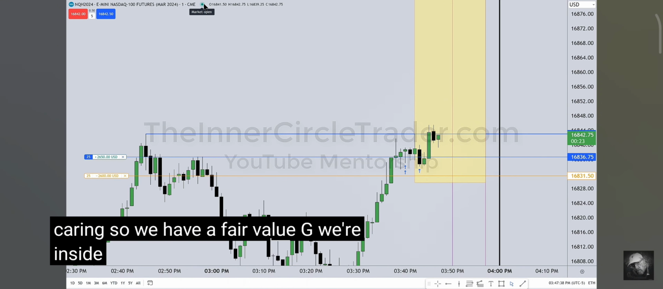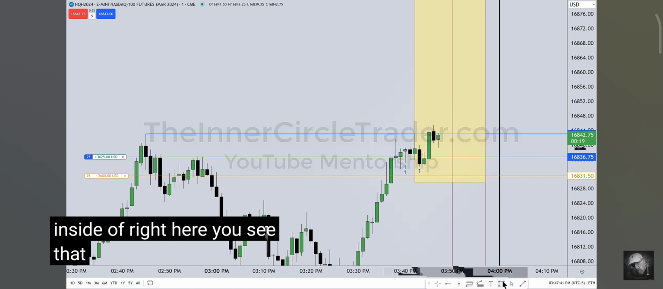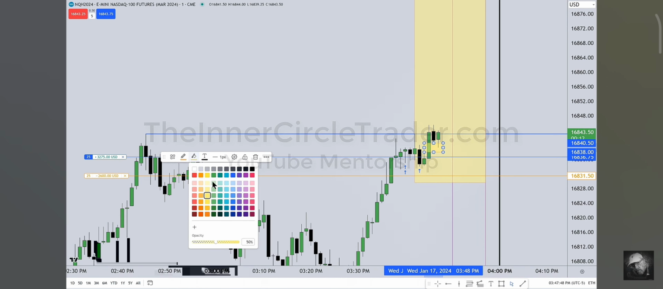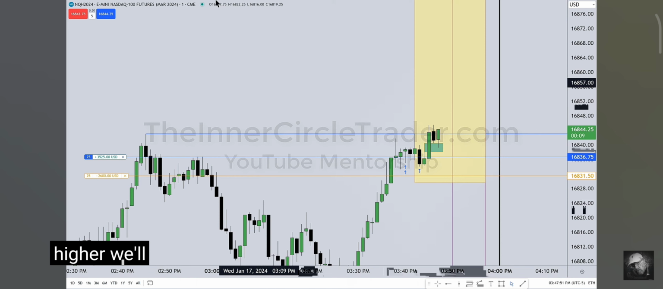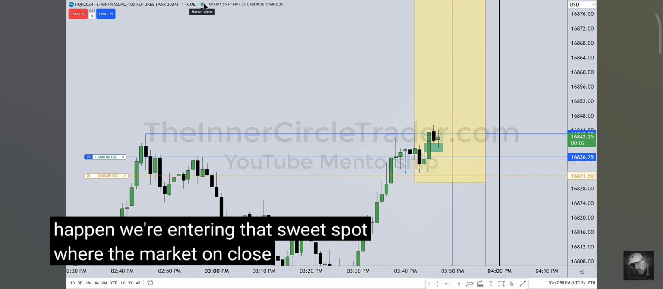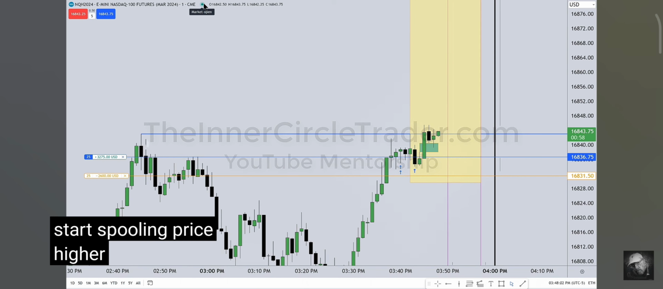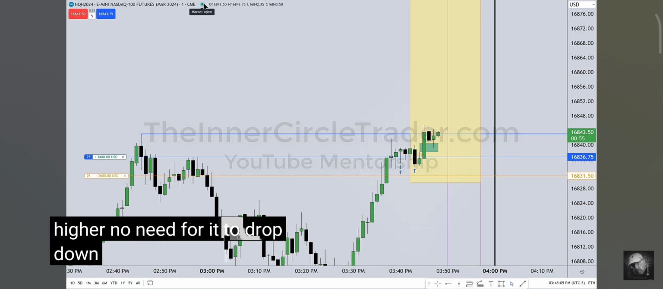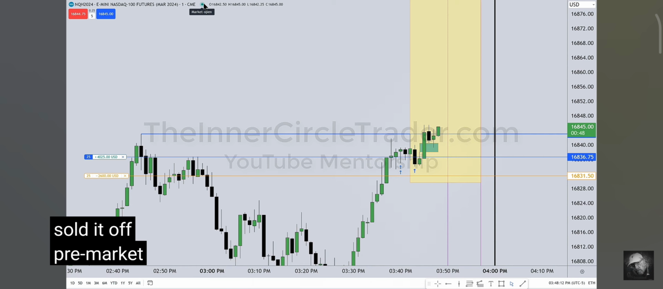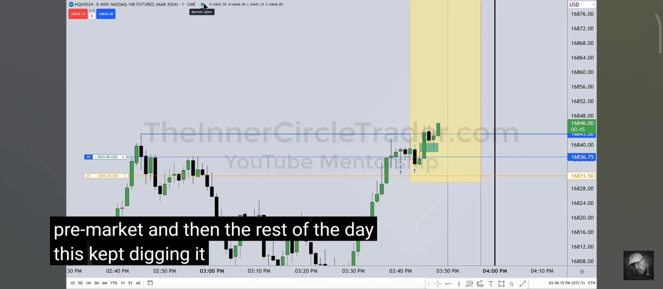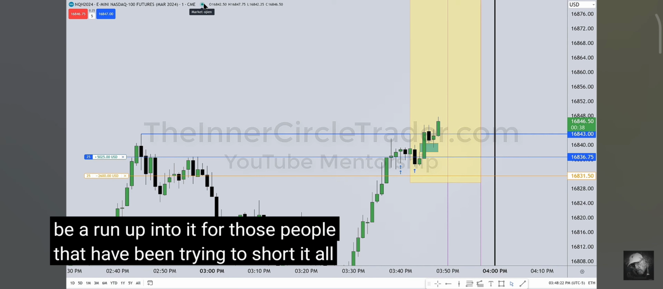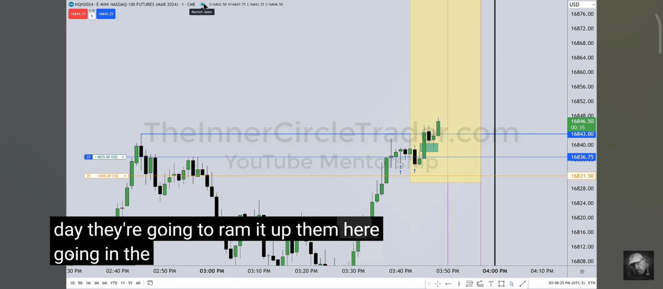So we have a fair value gap we're inside of right here. You see that? So we are looking at how price should expand higher. We'll sit back here and watch it happen. We're entering that sweet spot where the market on close orders will start spooling price higher. No need for it to drop down because the sentiment has been today, going into the day, they sold it off pre-market, and then the rest of the day they just kept digging it in, moving it higher, higher, higher. So there's going to be a run up into it for those people that have been trying to short it all day. They're going to ram it up here going in the last few minutes.